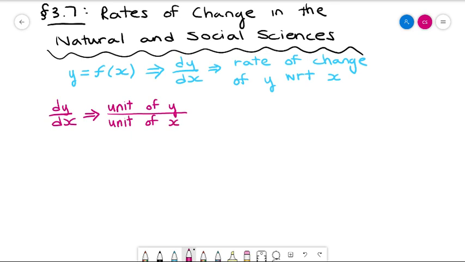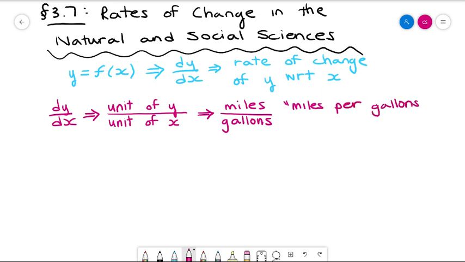Just to give you an example of a unit of rate of change, when we fill up our car with gasoline, we talk about the miles per gallon, how many miles we get for each gallon of gas. And that's a rate of change. It looks like miles divided by gallon, but we say miles per gallon. Those are the kinds of rates of change we're going to be talking about today. How do the miles change for each gallon of gas?